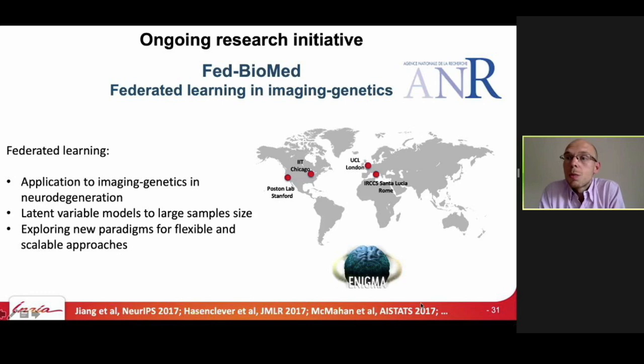And of course, research is moving, models are becoming more and more complex, and currently we are trying to scale this kind of approach, for example the multi-channel variational autoencoder, and more complex deep models in general, to the multi-centric case. For example, our current project Fed-BioMed is a multi-centric analysis of imaging genetics data in neurodegeneration, with a focus on Alzheimer's and Parkinson's disease. And here we are currently studying a new paradigm for flexible and scalable approaches of these complex models by leveraging federated learning.